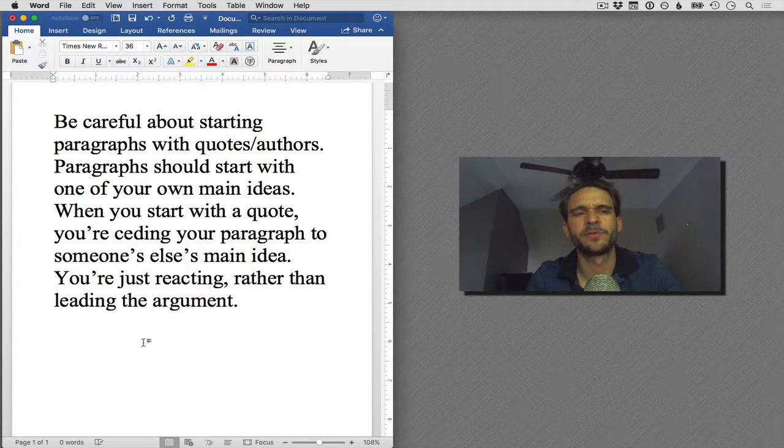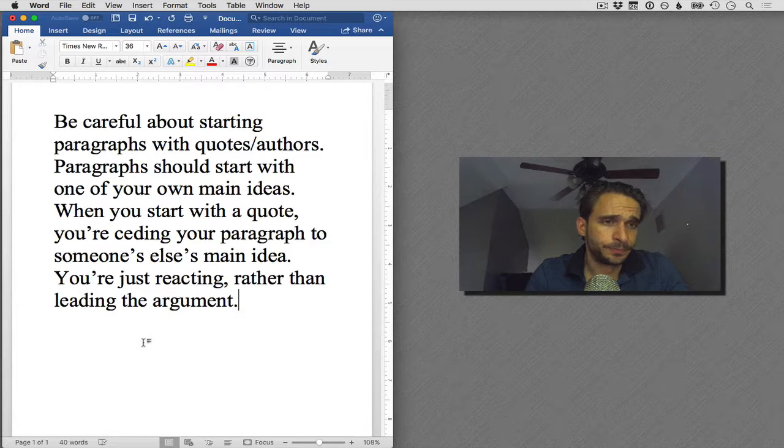Probably talked about this in the rough draft feedback video as well. Be careful about starting paragraphs with quotes or with authors. Paragraphs should start with one of your own main ideas. When you start a paragraph with a quote, you're ceding your paragraph to somebody else's main idea, and you're just reacting to the quote rather than leading the argument.